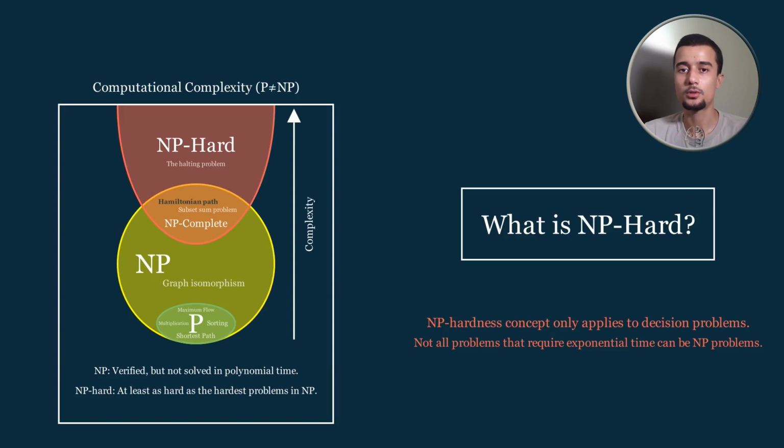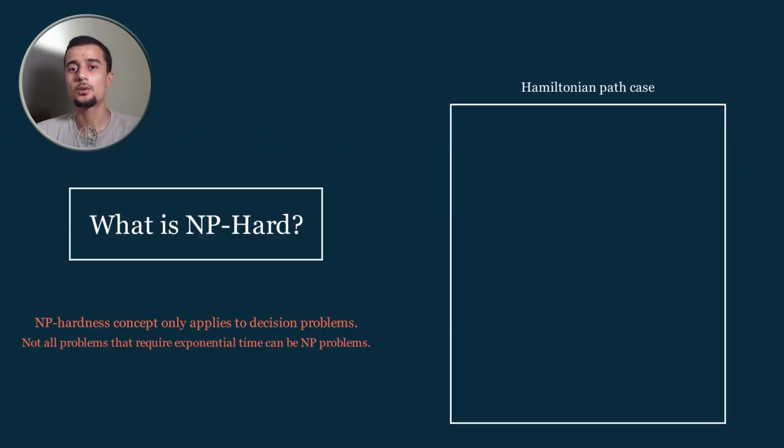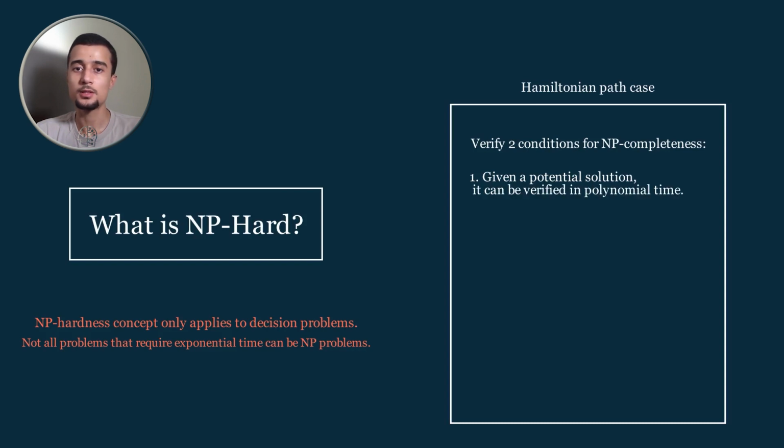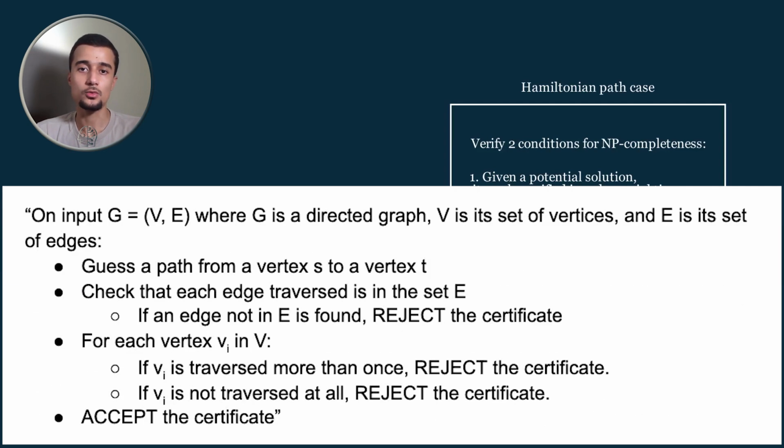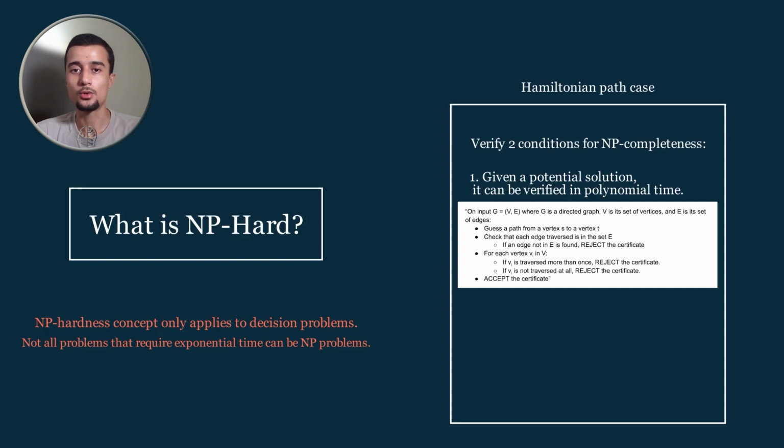So let's move on to the Hamiltonian path case and let's discuss why the Hamiltonian path problem is an NP-complete problem. To verify the NP-completeness of the Hamiltonian path, we need to verify two things. The first one is that the Hamiltonian path problem is an NP problem. And to do that, we need to prove that the Hamiltonian path problem can be verified in a polynomial amount of time. And actually, there is a well-known algorithm that can do that. For a given potential solution, it can tell you if that given solution is a Hamiltonian path or not.